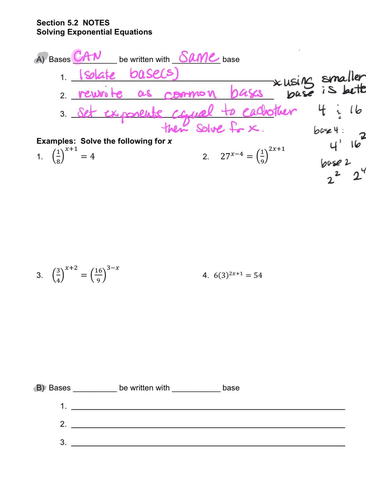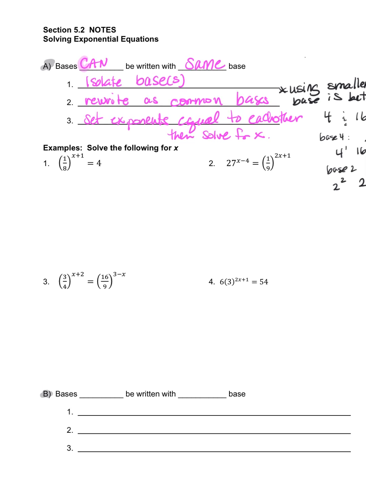So the first thing we're going to do, we're going to look at this. I want to pay attention to: can I have the bases the same? Can I change them to be the same base? So this is an 8, this is a 4. Now I want to know what the common base would be. So I'm going to write it here. My common base for these two would be 2. Okay, so I'm going to change those to 2's.